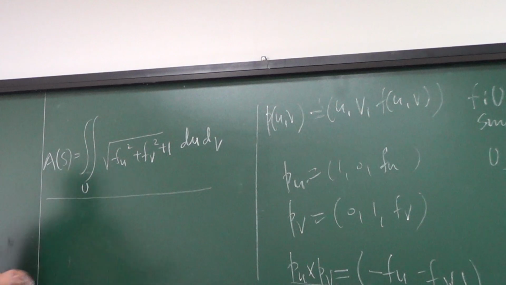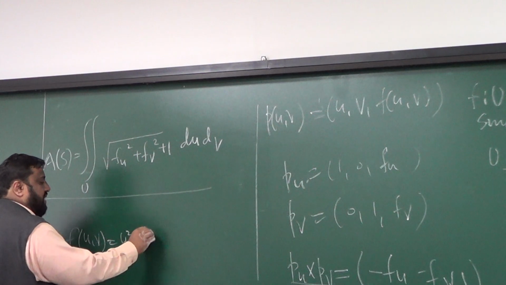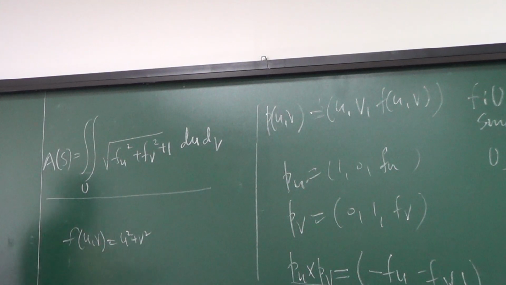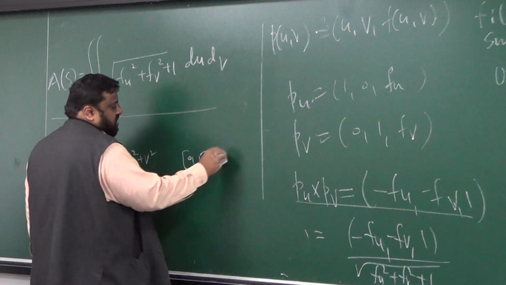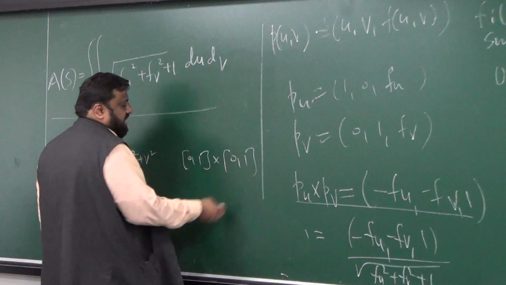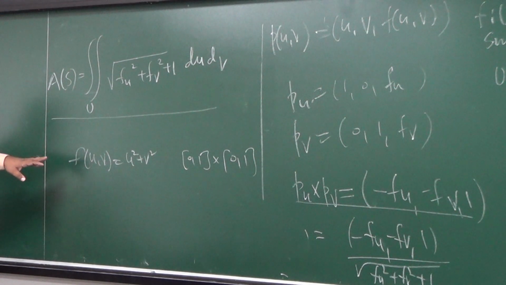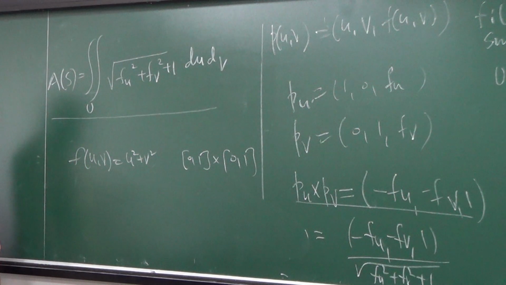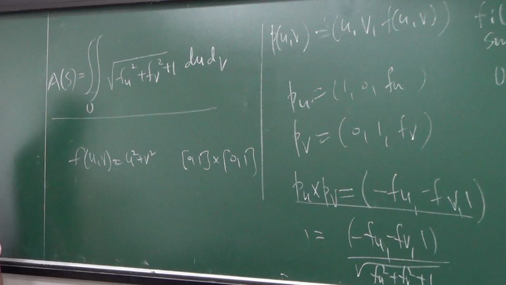Take for example, if I say that I have this function f of u, v equal to u square plus v square, where u and v are chosen from this square, 0 to 1 and 0 to 1. Then I'm asking what would be the surface area of the graph of this f? So what I need to do is take this, substitute it here and solve the integral. It's a simple double integral and you can get the surface area.